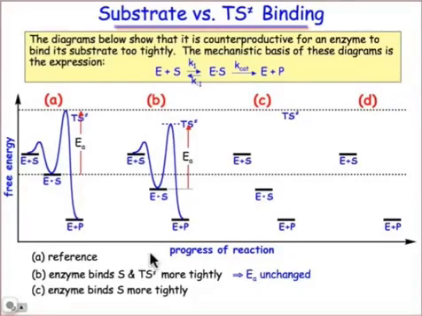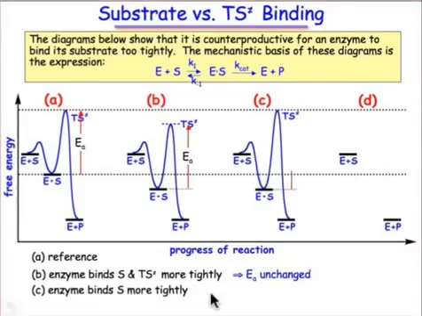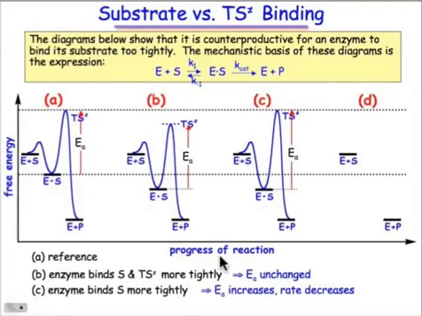In case C, what we've done is only selectively bind the substrate more tightly than the reference point. We've left the transition state energy at the reference point value. So in this case, we can see that E sub A increases relative to the reference point. The rate of the reaction is going to decrease.